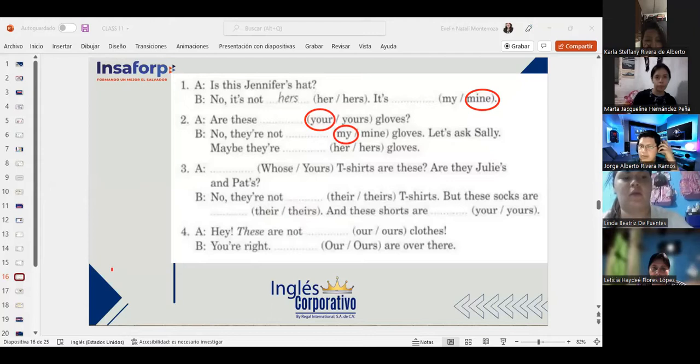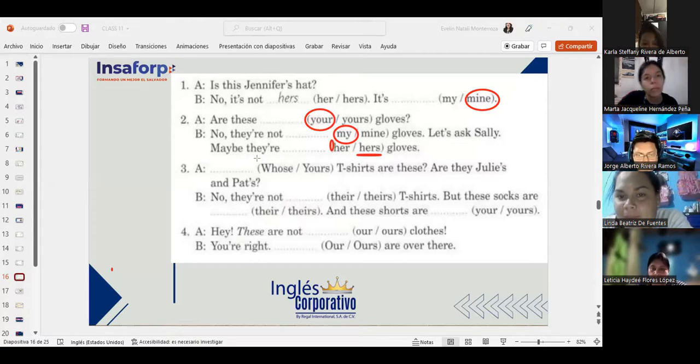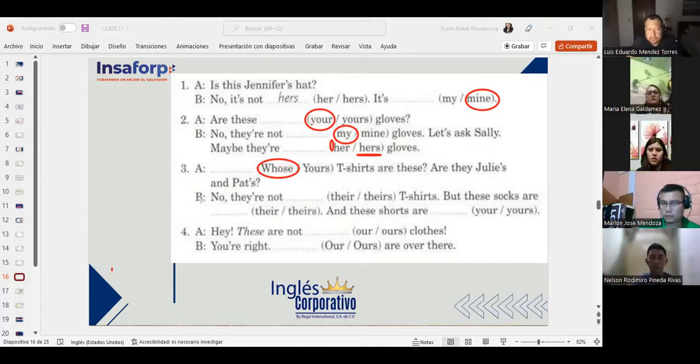Okay, ahí yo silencio a todos, lo siento. Voy con Linda. Maybe they are her or hers gloves. Maybe they're hers. La segunda, hers. Yes. Okay, ahí lo voy a dejar. Let's see. Leticia, whose or yours? Whose t-shirts are those? Are they Julie's and Pat's? Let's see. Luis Eduardo. No, they are not.